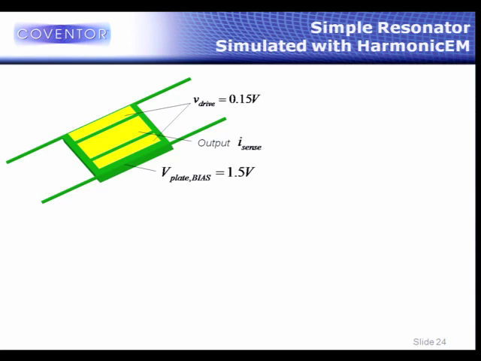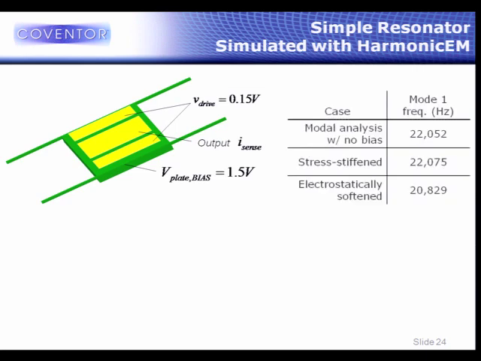the DC bias. Here's a very simple example, a plate on 4 tethers with 3 electrodes underneath. What we do is we put a drive voltage on the 2 outer electrodes. We want to get output from the inner one, and the output's going to be a current, and we have to have a DC bias between the plate and the electrodes in order to get any output. And so a straight modal analysis of this structure gives you this frequency, 22 kilohertz and change.